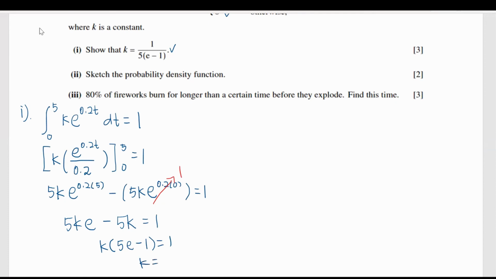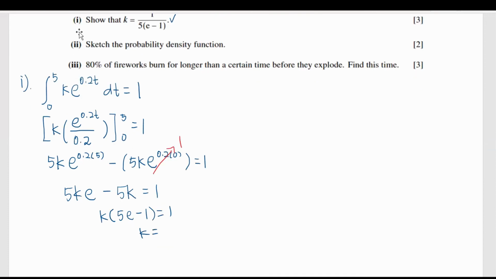So k equals to, this is a 5. And then we can factor out the 5, and that is why we get to here, shown. Okay, so we found the value of k.